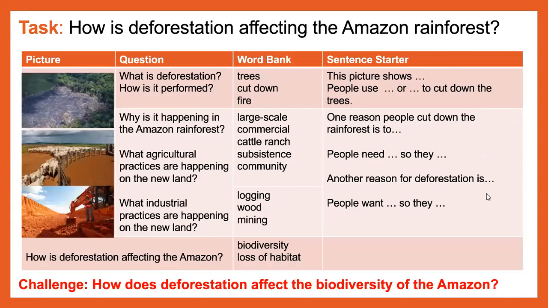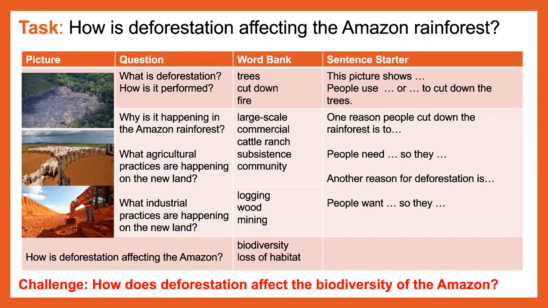So, your task today. How is deforestation affecting the Amazon rainforest? Here you have a picture and some questions and also a quiz to follow about how deforestation affects the biodiversity of the Amazon. So I want you to think about some of these questions. What is deforestation? How is it performed? We've got some words such as trees, cut down, and fire to help you, and some starter sentences.